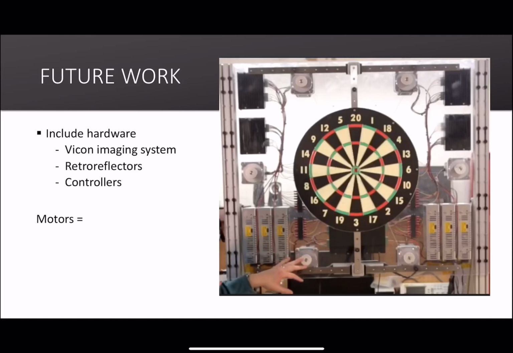In the future, we'd like to include hardware with this project. We only did simulation, and the hardware that would be included is an imaging system, retroreflectors, the kind of thing you would need to know where the dart is at any point in time, as well as controllers to move the dartboard. As you can see here, there are 6 motors that are used to control Mark Rober's dartboard in that YouTube video we showed earlier.